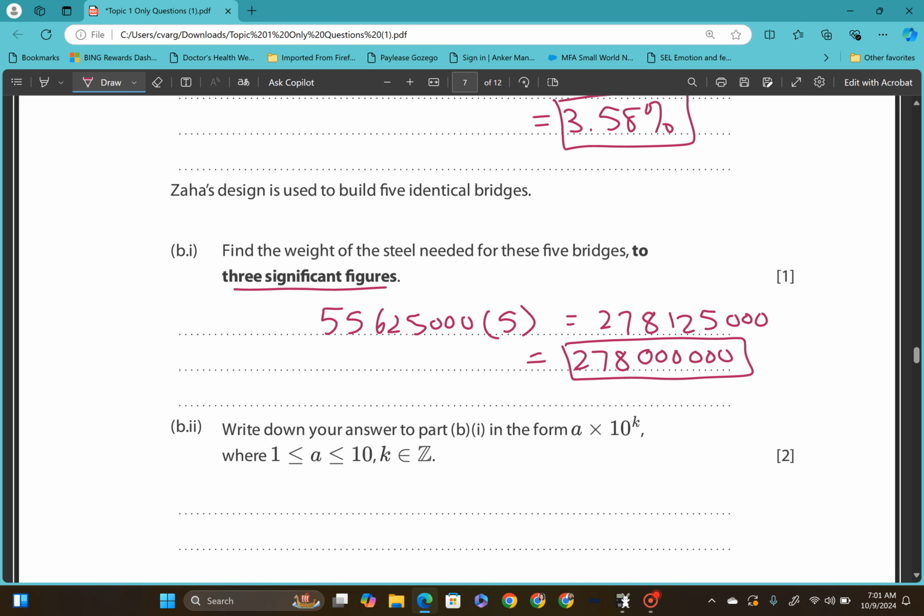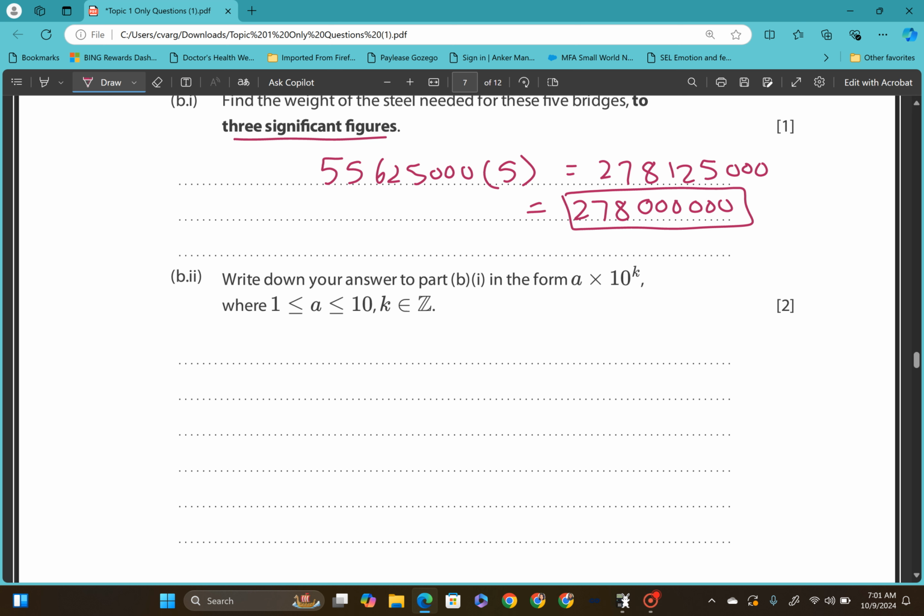Then they want us to take that answer and put it in scientific notation. So that's 2.78 times 10, and then we have to find out how many times the decimal is moved. So it's at the end, so 3, 6, 7, 8. So it's moved 8 times. This was in lesson 1, that's why I'm moving through this one kind of quick.